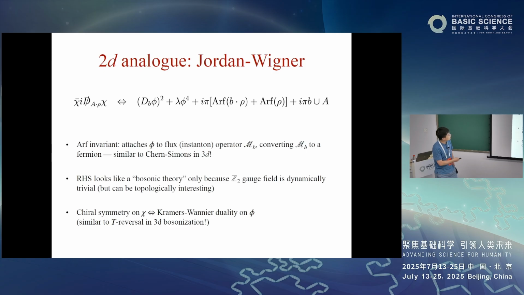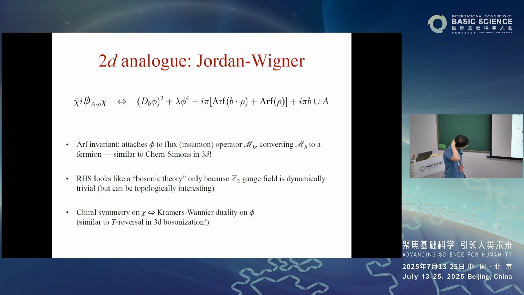So the right hand side only appears to be a boson theory. It doesn't explicitly have a fermion, but because of this flux attachment, the local operator, which is a flux insertion operator of your dynamical Z2 gauge field, actually becomes fermionic. That's how this duality can really make sense.